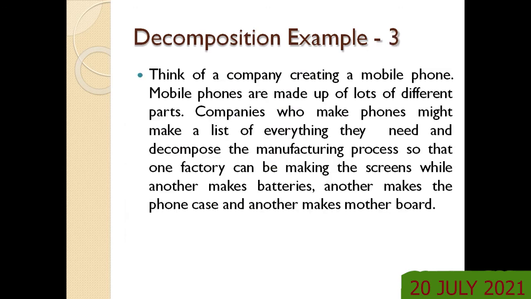Now another example. Think of a company creating a mobile phone, and as you know it is made up of lots of different parts. Companies who make phones might make a list of everything they need and decompose the manufacturing process so that one factory can be making the screens, another can be batteries, another one can make phone cases, and another makes motherboards. So these works are distributed and given to different manufacturing companies, and they keep on getting them, and then they assemble them, then they will have a mobile in their hand.